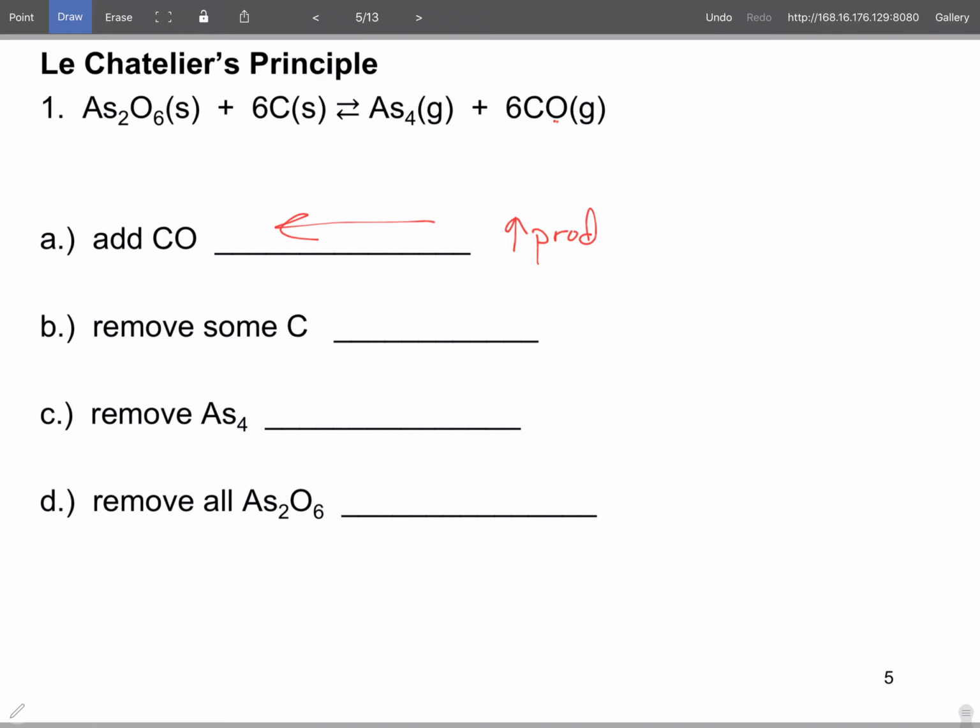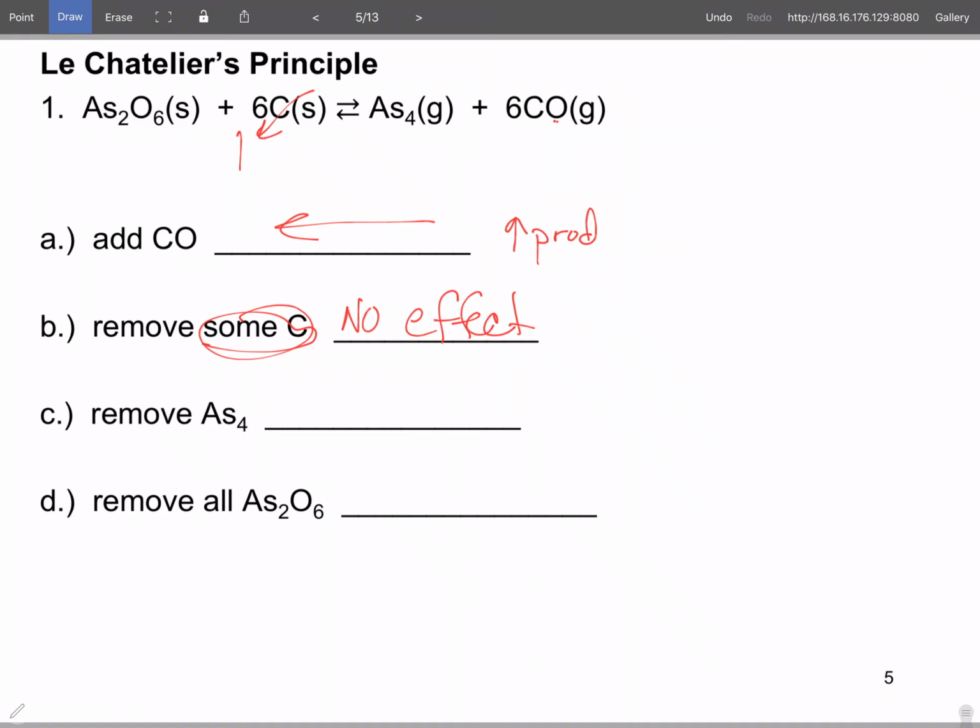Now, the next one is we're going to remove some carbon. So that's a reactant, so we should shift to the product, right? No. There's no effect. Why? Because we're removing some of the carbon, and as long as we've got some solid present, then it drops out. Now, if you were to remove all of it, then you would have to replace it because you have to have some solid present. But since we're removing some, it doesn't matter.